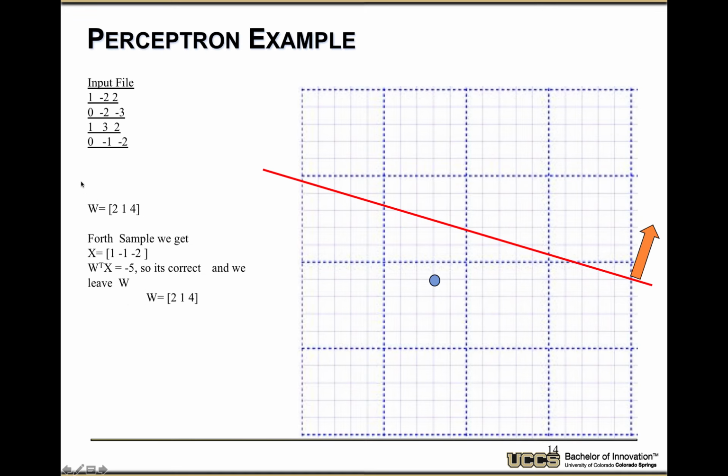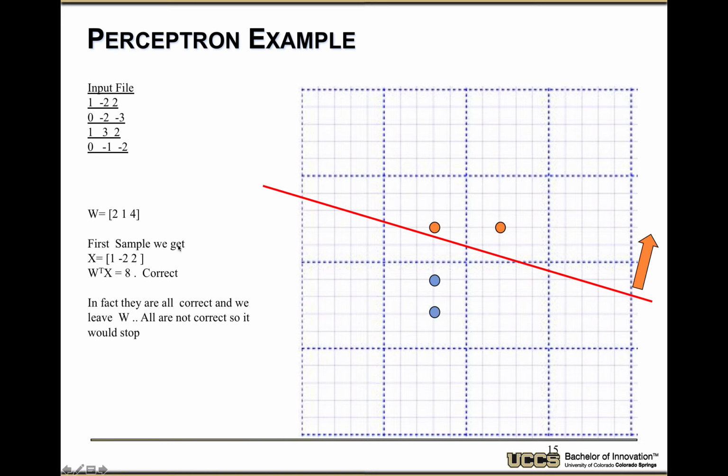If I go process my fourth point, 0, minus 1, minus 2, I get an x of 1, minus 1, minus 2. I do that dot product, it's minus 5. It's correct, and we leave w alone. I would normally just keep going until I've processed things, and so there's nothing going on. I might go back to the first sample. I test the first sample. I do the dot product. I find it's 8. It's correct. In fact, at this point, your algorithm can do a couple more random samples, but they're all correct, so the line will sort of stay there.